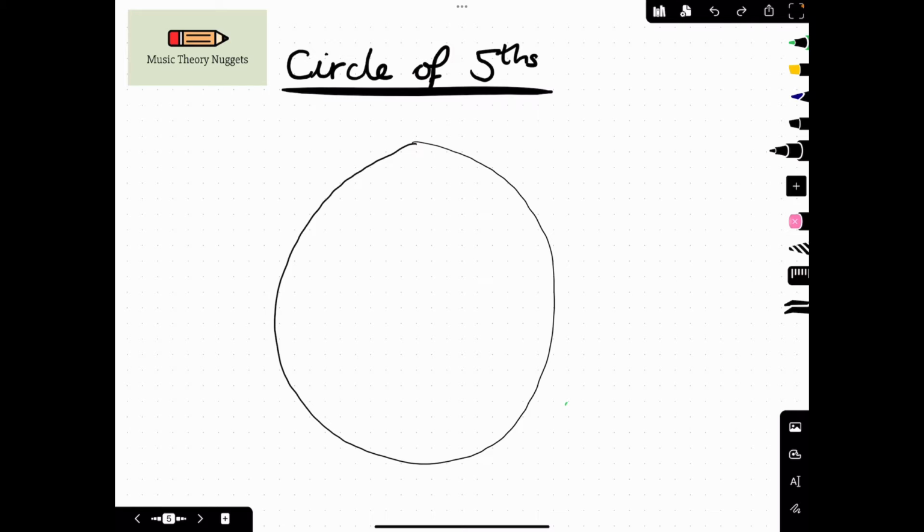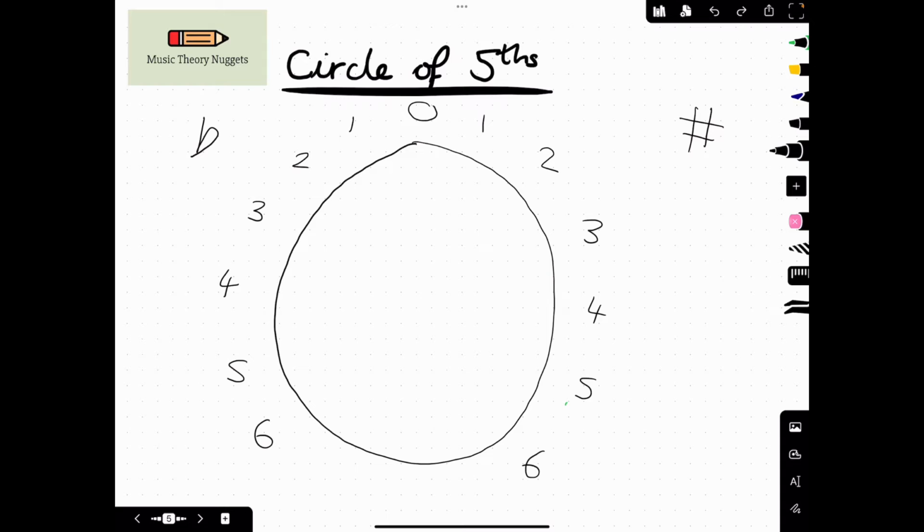First, you need to draw a large circle and then place a 0 at the top, meaning no sharps and no flats. This side on the left is going to be our flat side, and this side on the right is going to be our sharp side. Now we can continue drawing our numbers round 1, 2, 3, 4, 5 and 6, and we'll do the same on the flat side.